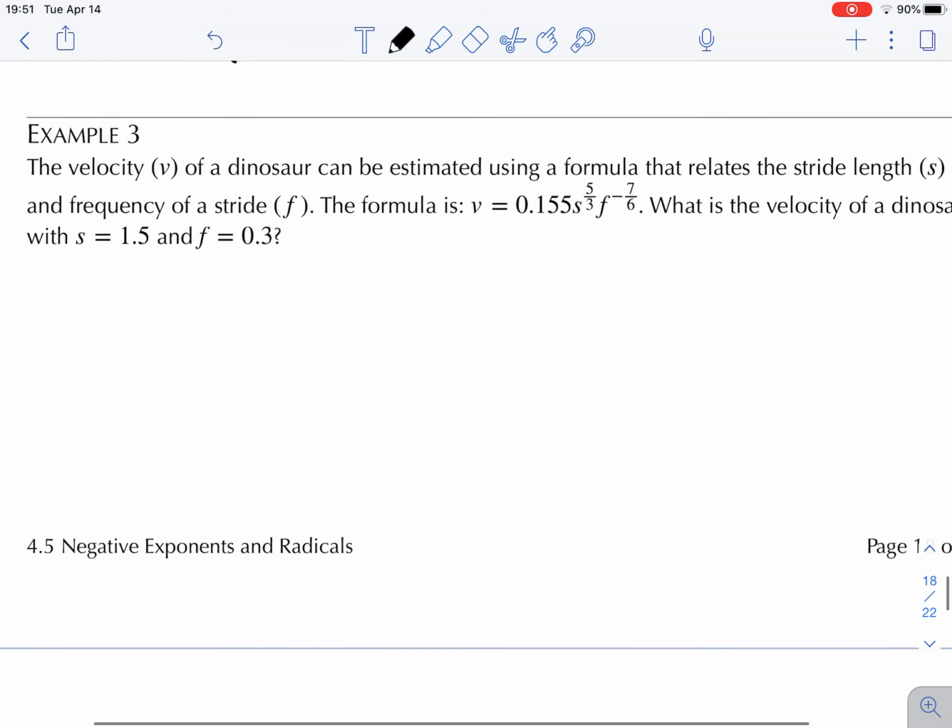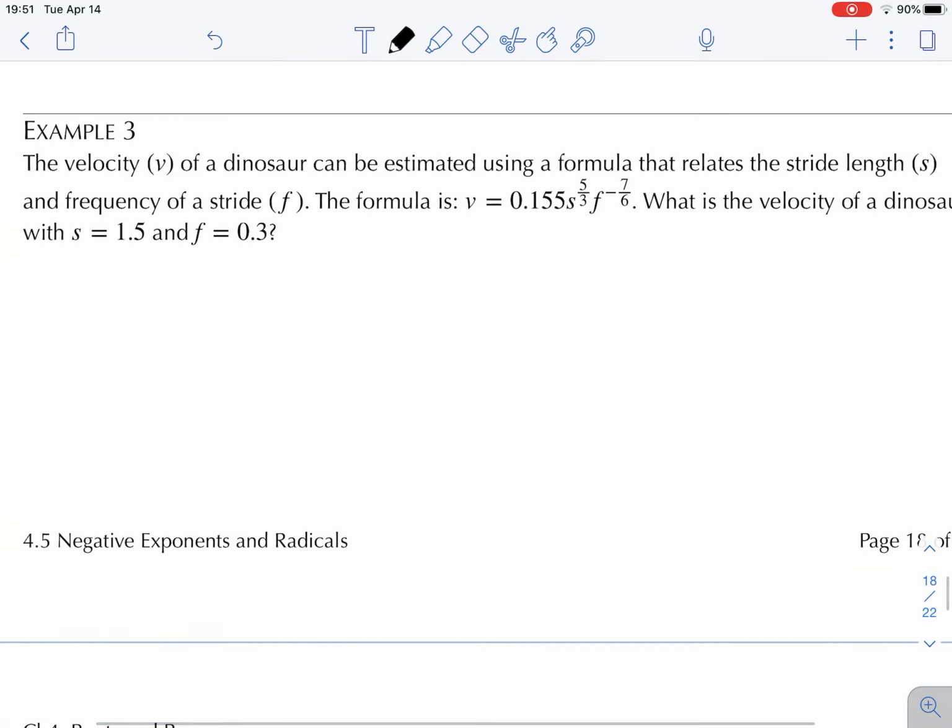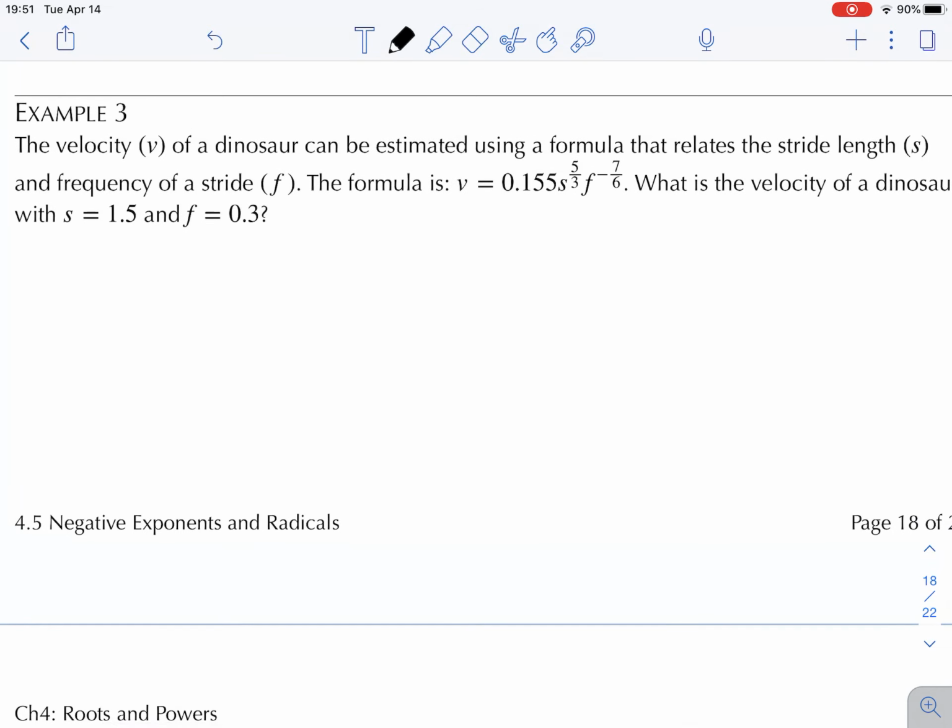All right, example number 3. The velocity v of a dinosaur can be estimated using a formula that relates the stride length s and the frequency of the stride f. So how long the stride is in meters and how often the stride is taken in times per second. The formula is this: 0.155 s to the power of 5 over 3, f to the power of -7 over 6. What is the velocity when s is equal to 1 over 5?